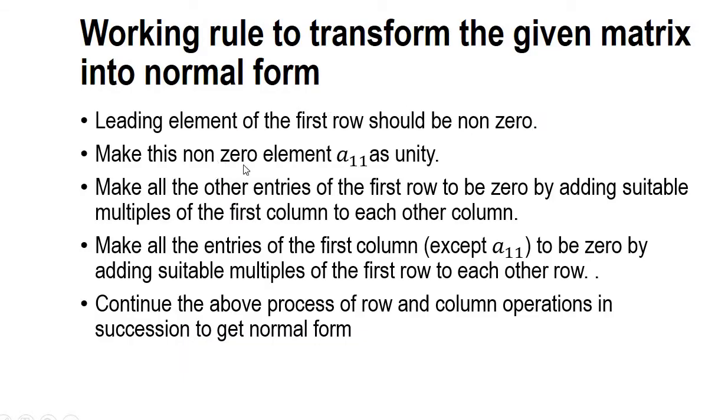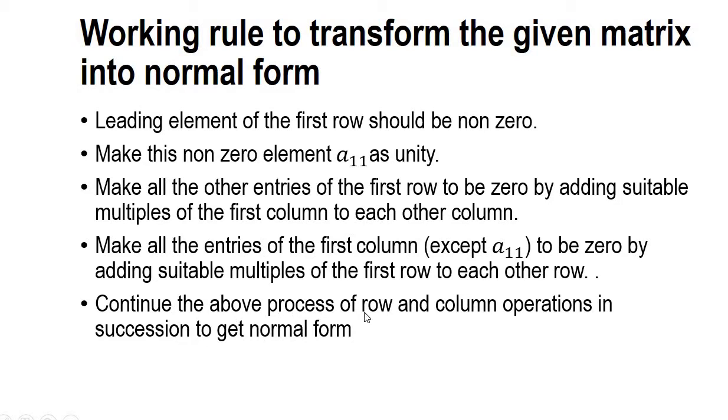Make the non-zero element, that is a11, as unity. Make it 1. Make all the entries of the first row to be 0 by adding suitable multiples of the first column to each other column. And similarly, make all first column elements 0 except the first element by adding suitable multiples of the first row to each other row.